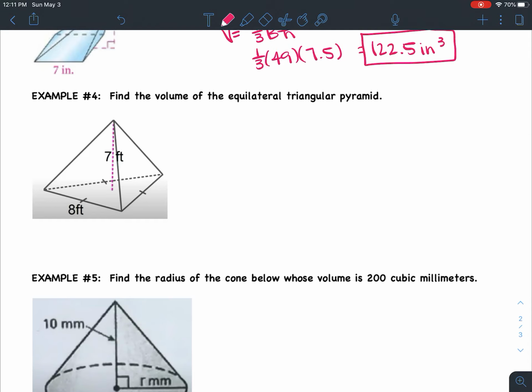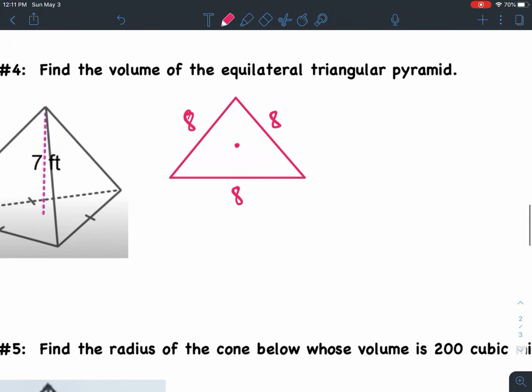Find the volume of the equilateral triangular pyramid. So I'm going to draw this base out here just so we can get kind of a refresher. It is 8 by 8 by 8. Now, we didn't hit on this a whole lot, so I'm going to break it down into this AP over 2. Remember that we have our 30 and our 60. So our short side is x, and our long leg is x square root 3.